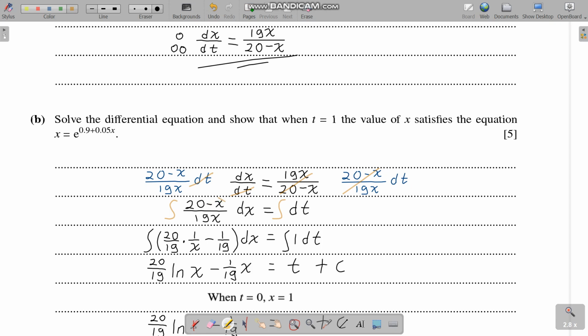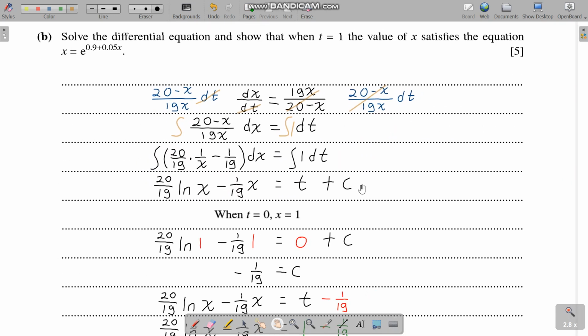When we integrate this, it's a fraction, we can split it, so it's 20 over 19x, or 20 over 19 times 1 over x, and this is just 1 over 19. Now we can integrate, so for the right hand side there's nothing here, we can just say there's 1. Now the integral of 1 over x is ln x in the MF19, the integral of just the constant is the constant times x, and the integral of 1 is just the variable, so the t. Don't forget the constant of integration.